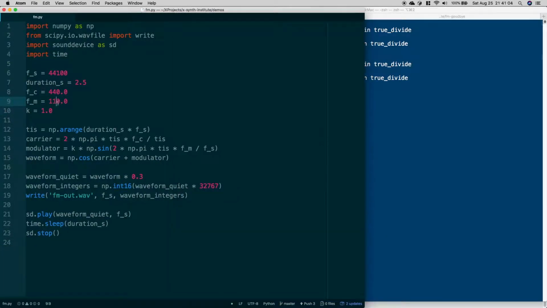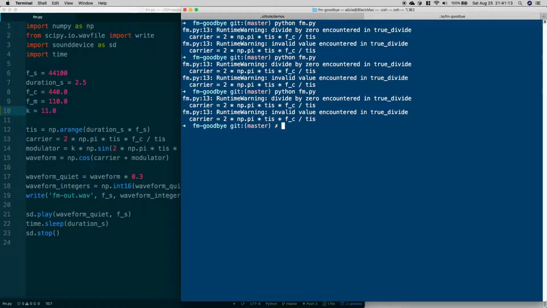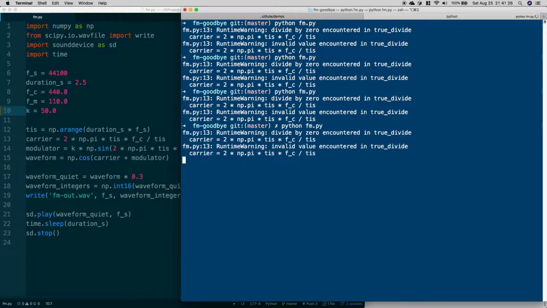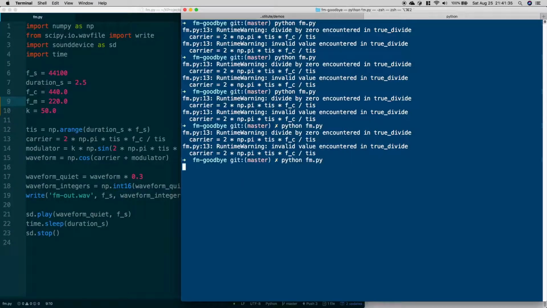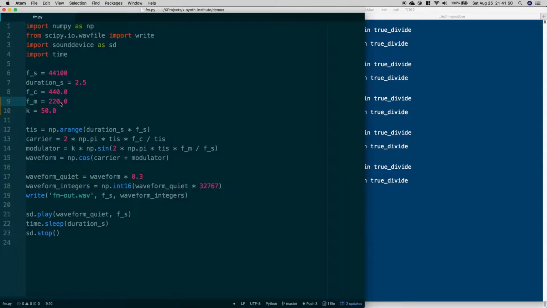But if I were to turn this up to 11, now some things are starting to happen. FM makes sound a lot louder. Almost sounds kind of horn-like. If I were to turn this up to 50, and if I were to change this maybe to 220, there we go. You can just mess around with these three numbers here and get a variety of interesting waveforms. So that's kind of the beauty of FM.